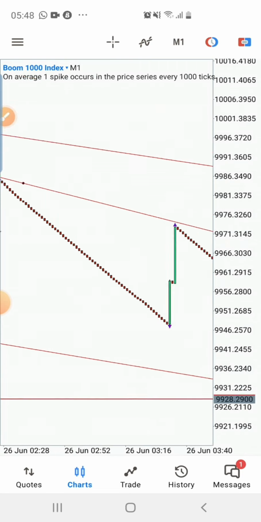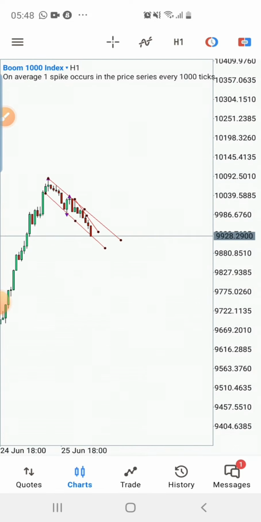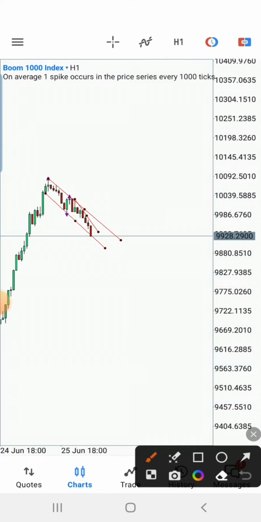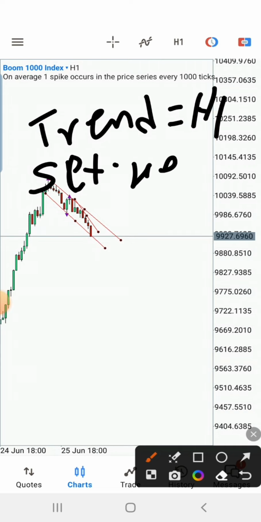So you can see how easy this thing is. First off, you go to the 1 hour time frame to confirm the trend. Trend equals 1h. Then drawing your channel, which is our setup, equals 5 minutes.